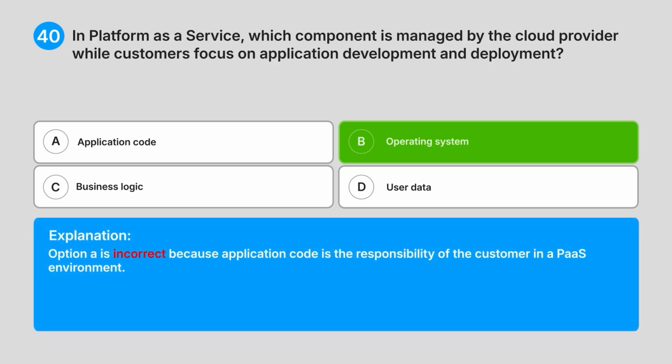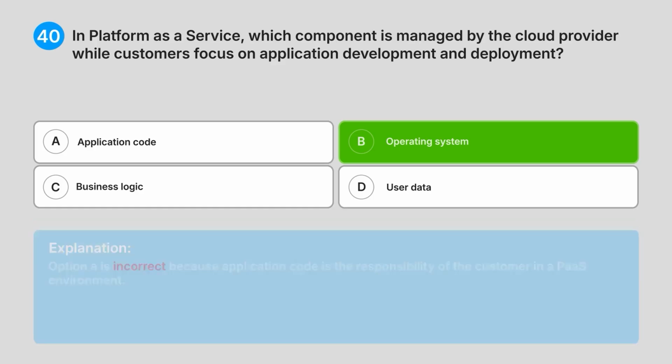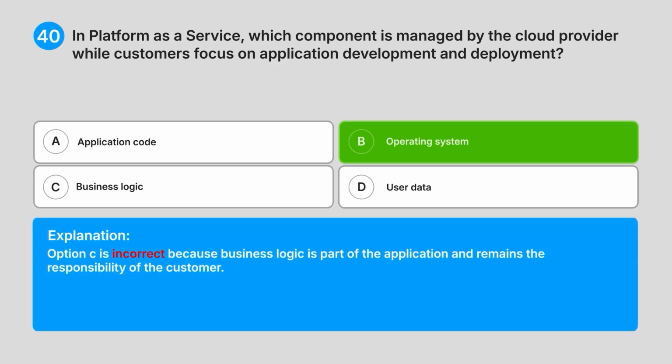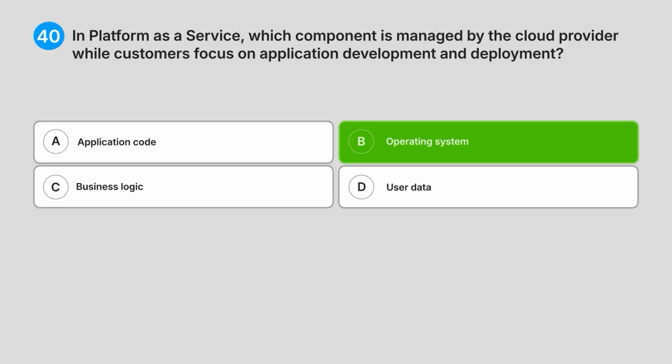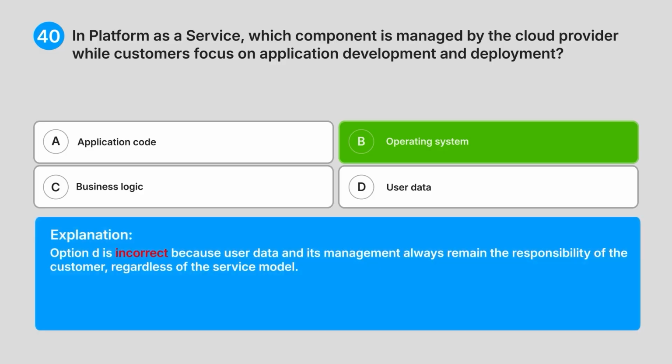Option A is incorrect because application code is the responsibility of the customer in a PaaS environment. Option C is incorrect because business logic is part of the application and remains the responsibility of the customer. Option D is incorrect because user data and its management always remain the responsibility of the customer, regardless of the service model.